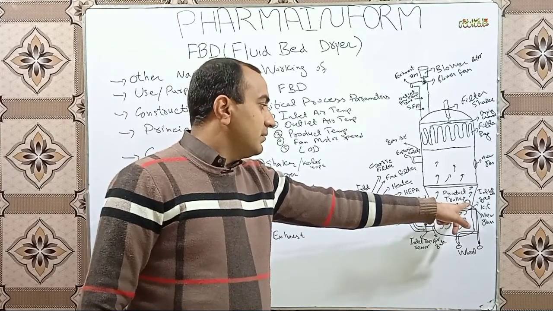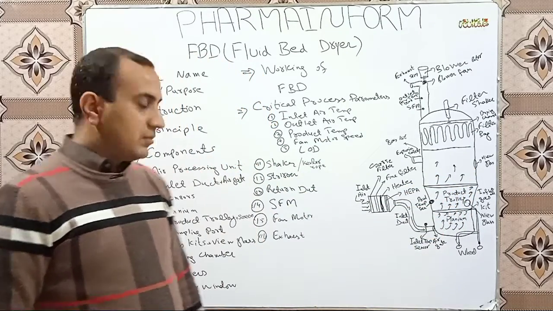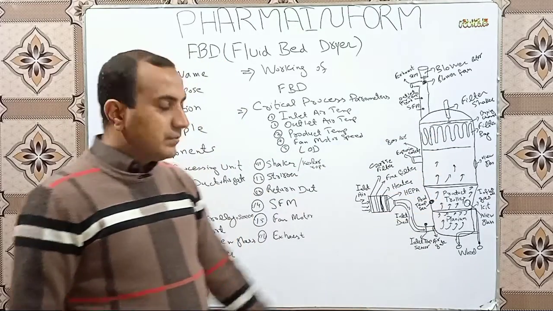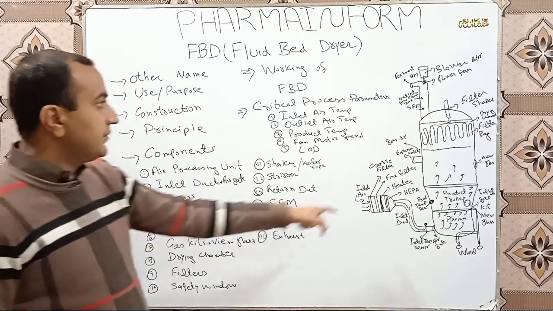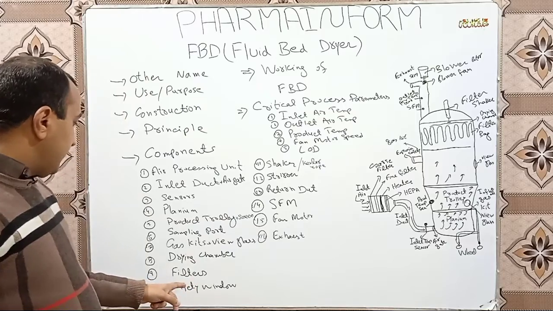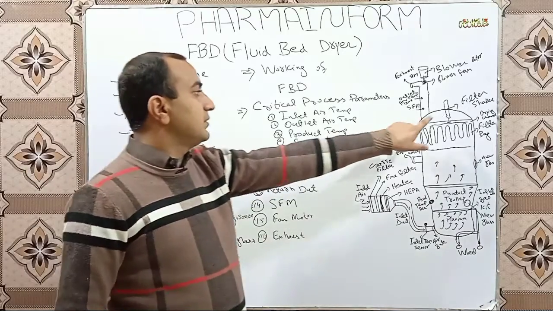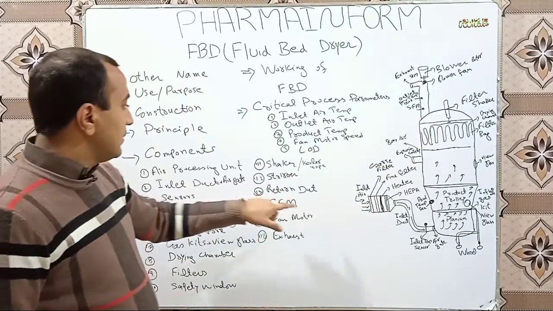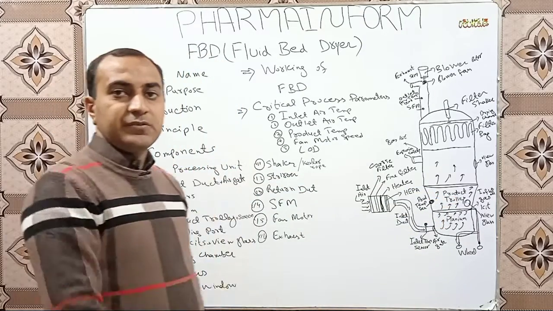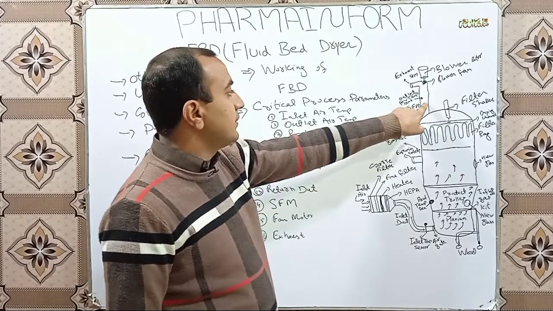These are the view glasses or view windows, and these are the gaskets to seal the trolley. Drying chamber: this portion is known as the drying chamber. Filters: these are basically the portion for the filters. Next one is the safety window, this one is the safety window. Shaker: this one is the shaker for filters. A stirrer is attached in the product trolley for stirring the product during drying. Return duct, this one is the return duct.